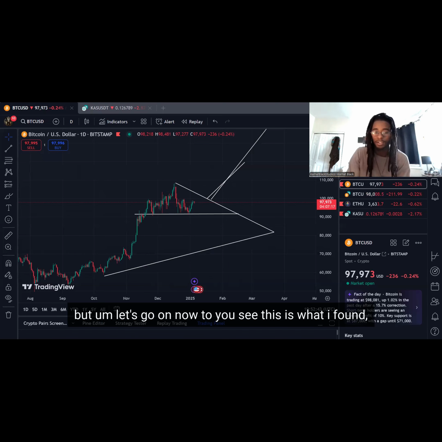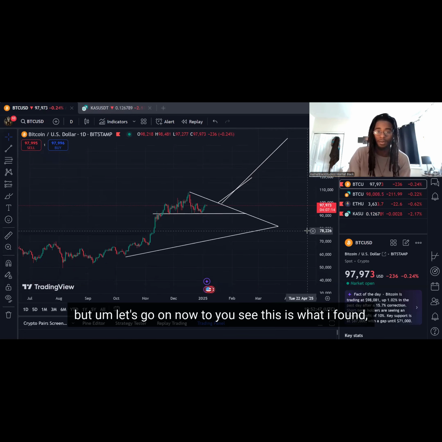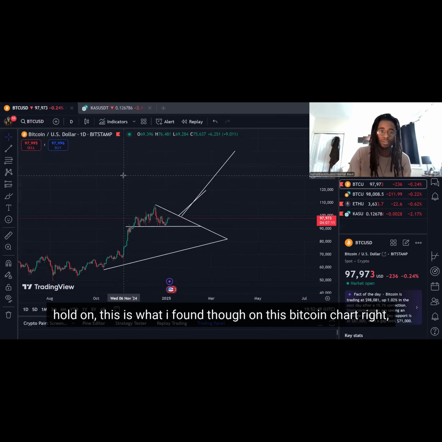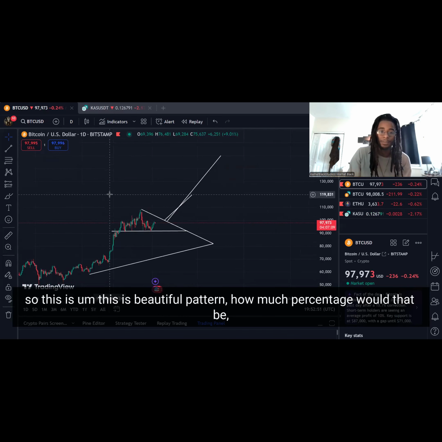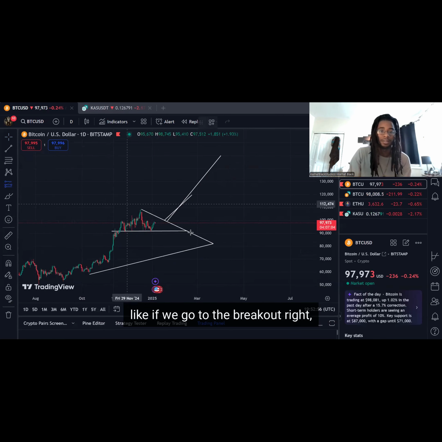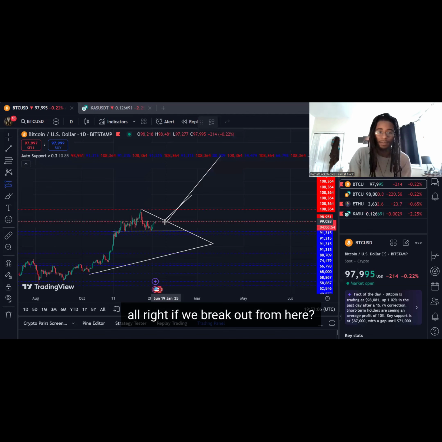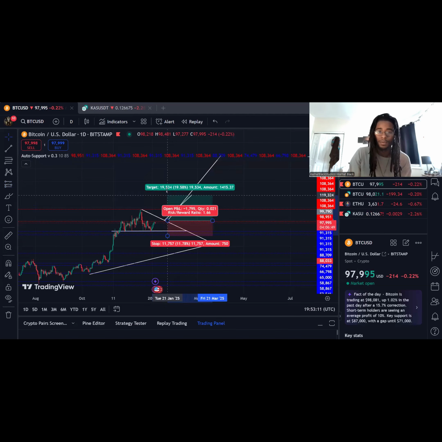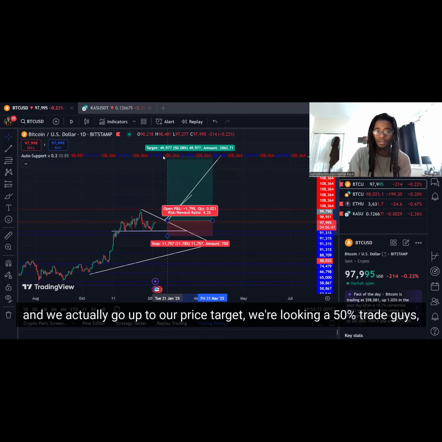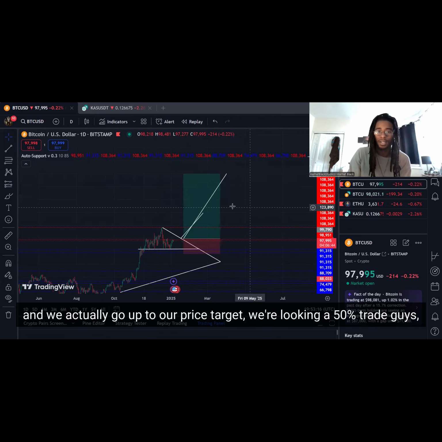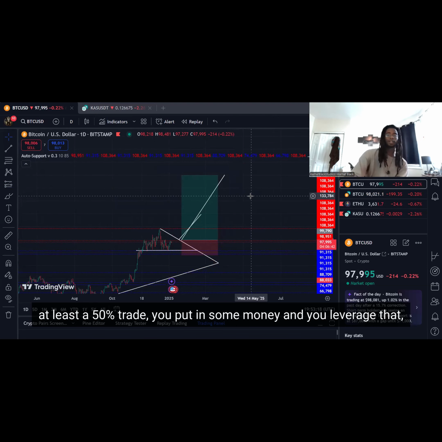But let's go on now. This is what I found on this Bitcoin chart, right? This is a beautiful pattern. How much percentage would that be if we go to the breakout? Support, because you don't just want to... All right, if we break out from here and we actually go up to our price target, we're looking at a 50% trade, guys. At least a 50% trade.